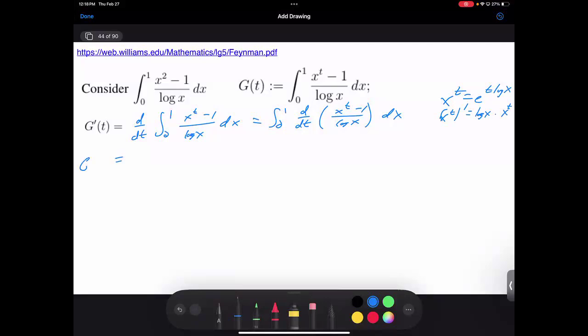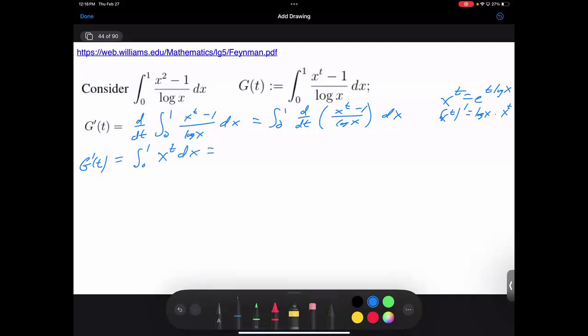So we get g prime of t is the integral from 0 to 1. The derivative, well, the negative 1, its derivative is 0. The log of x is just a constant with respect to t. The derivative of x to the t is log of x times x to the t. So we just have the integral of x to the t dx.